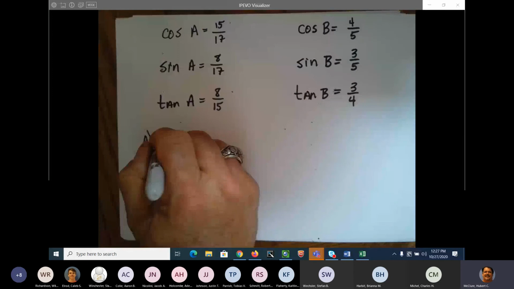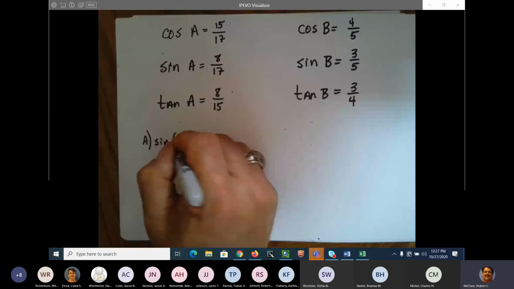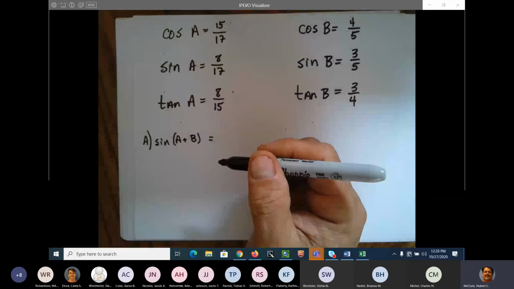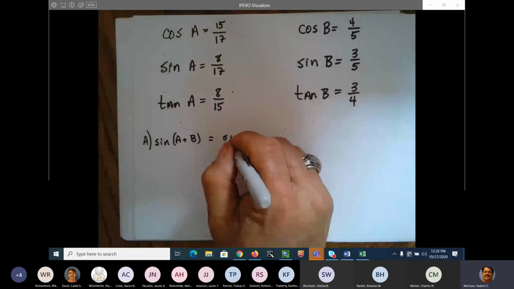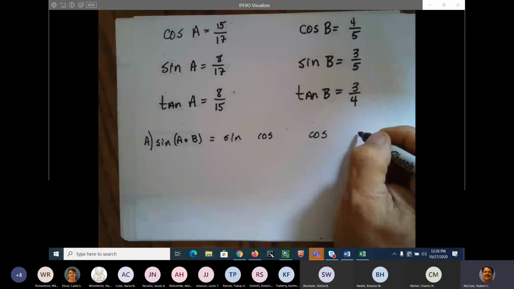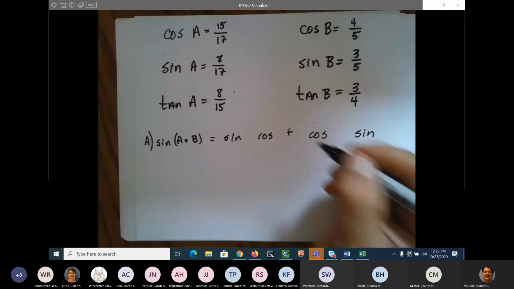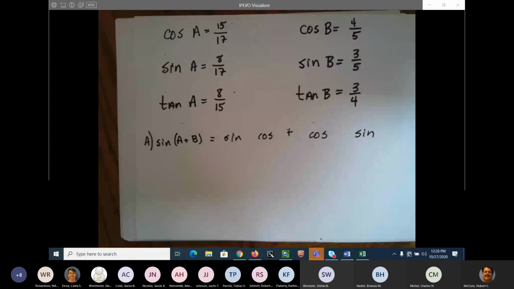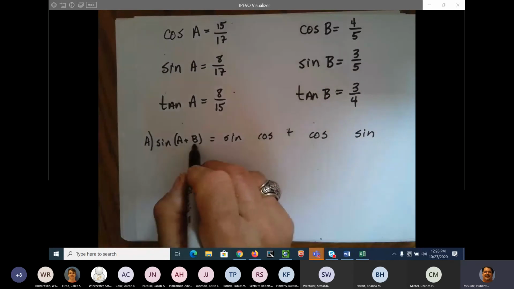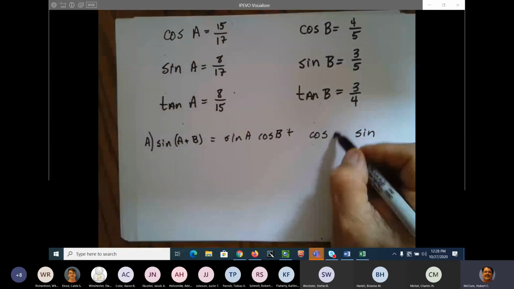The sine of A plus B is equal to sine, cosine, cosine, sine, and you add. Now, of course, we read from left to right. This is A to B, left to right. And this is A to B, left to right. And this is A to B, left to right.